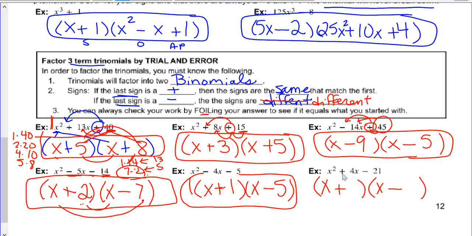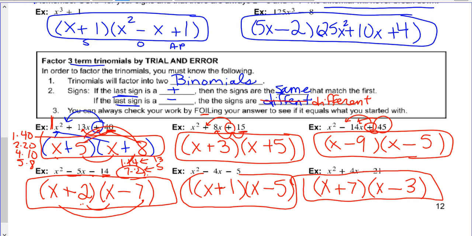But this time we need a positive 4. So I need the larger number with that same sign to make the plus 7x for the inside minus the 3x for the outside to give me that plus 4x for the middle. So remember, the outside and inside are the only things that are going to be used to get the middle term. The 7 and 3 come from splitting up the 21 properly, and the x and x come from splitting up your x squared properly. So that is it for those type of trinomials.